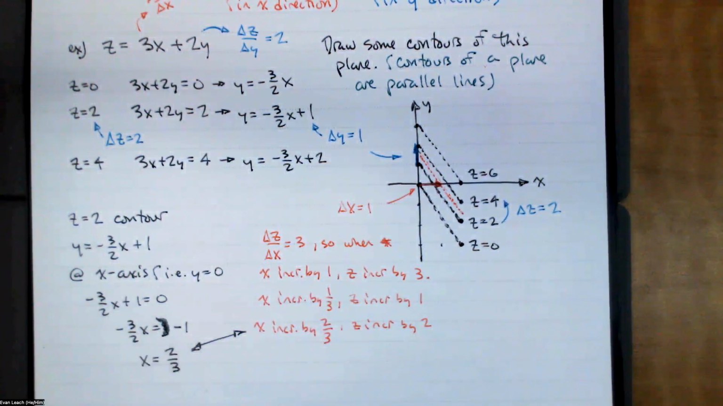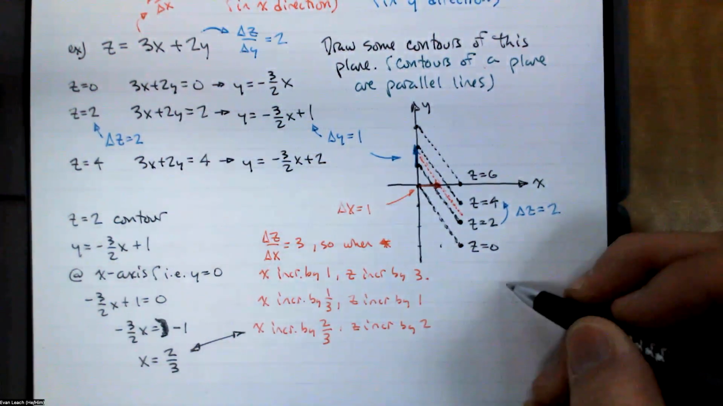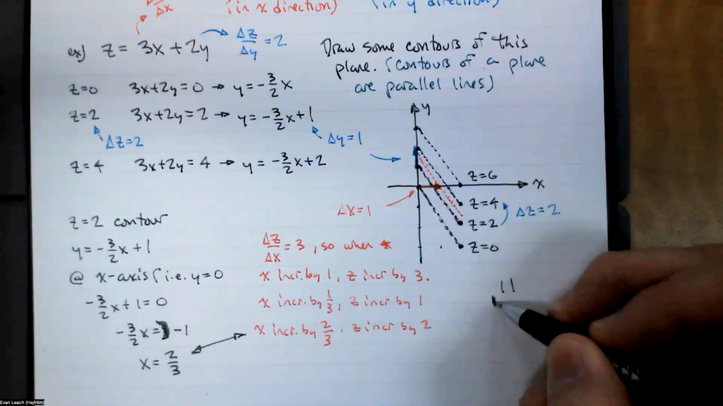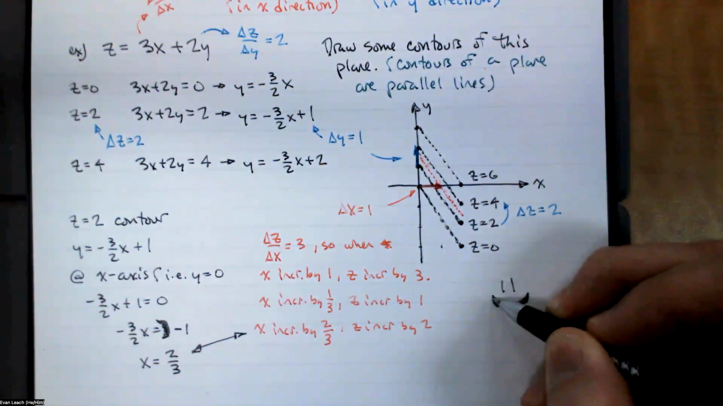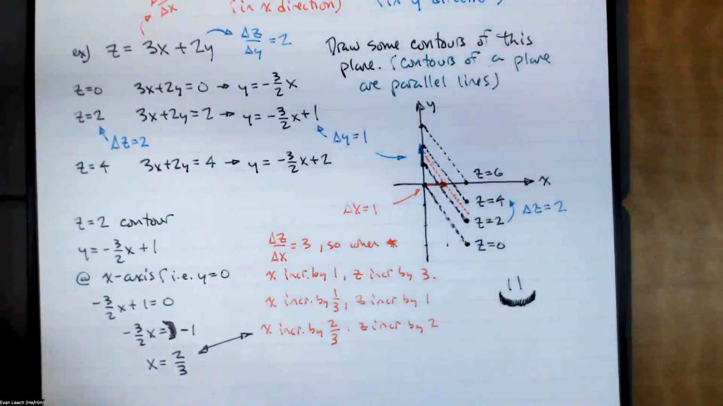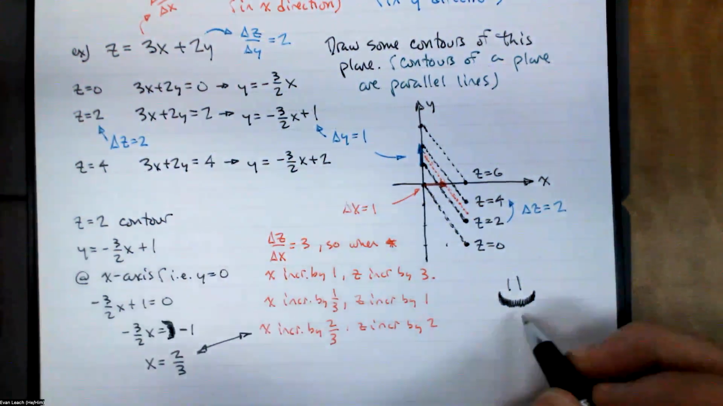Now it looks like my equal sign has a giant mustache. So I drew this. Yeah. Here, let me make it.